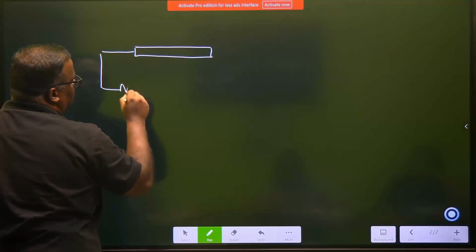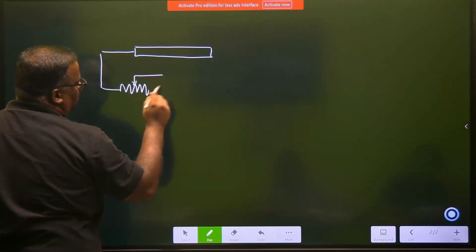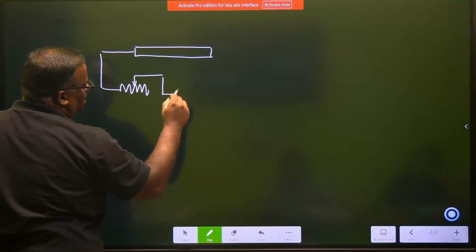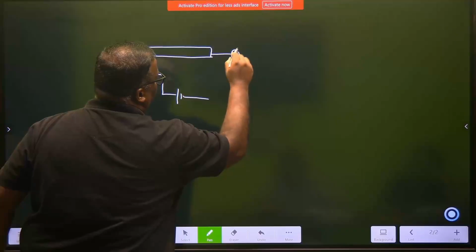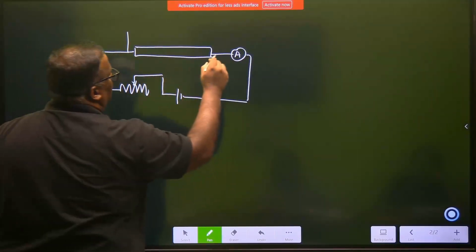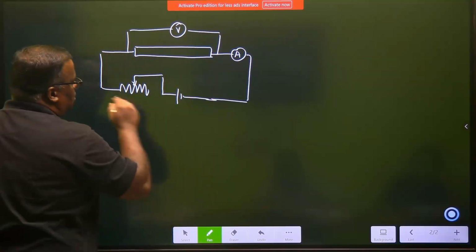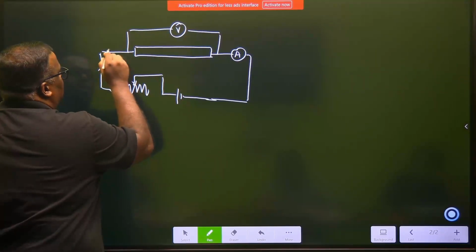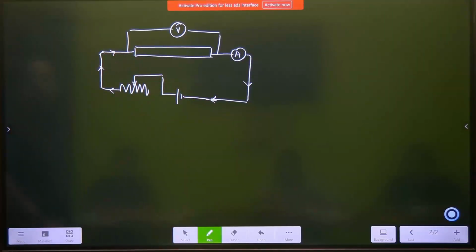What I have done here is that I have put a variable resistor, and I have connected an ammeter to it. And say, for example, I have put a voltmeter to it. Grade 10 basics. So my current is going in this way, this way, this way. Right? This is a typical lab experiment.